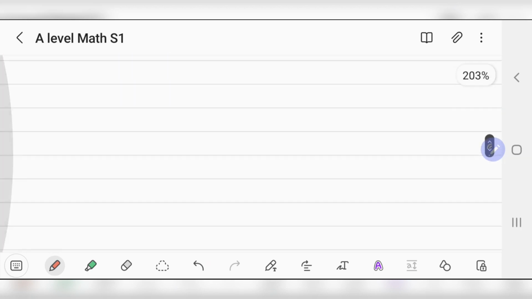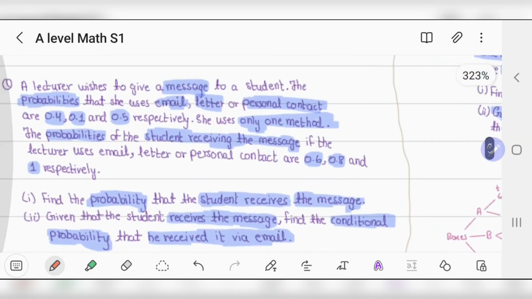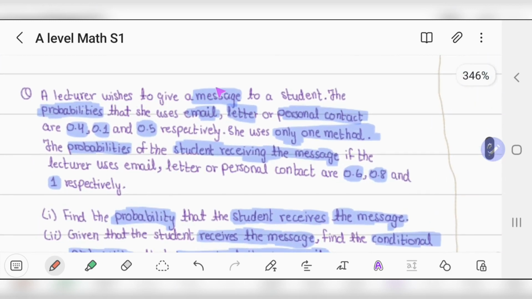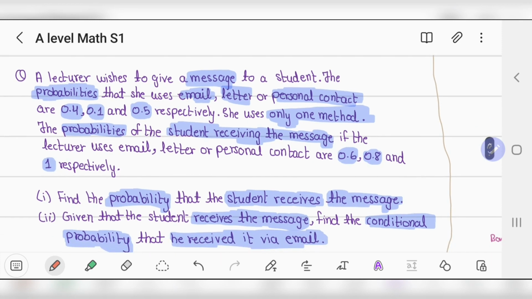So this is probability. A lecturer wished to give a message to a student. The probabilities that she uses email, letter, or phone or personal contact are 0.4, 0.1, and 0.5 respectively. She uses only one method. The probability of the student receiving the message if the lecturer uses email, letter, or personal contact are 0.6, 0.9, and 1 respectively. Find the probability that the student receives the message.